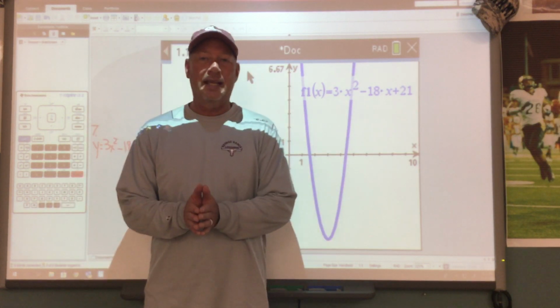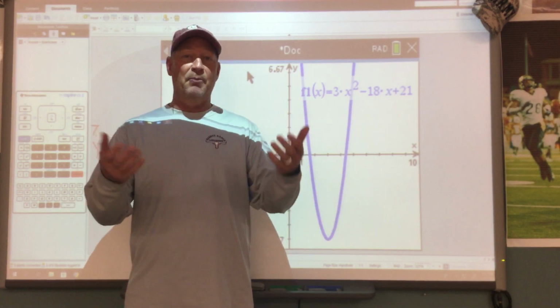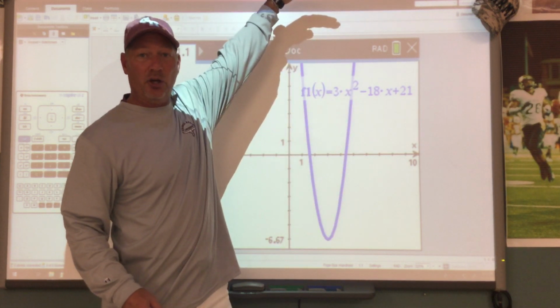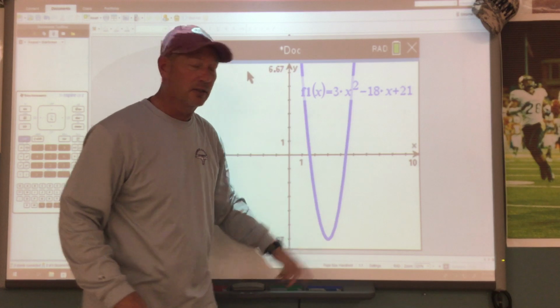All right, so we're looking for this vertex. Now, we already know the range. The range is going to deal with my y values. All right, what happens to my y values? Well, they're going to start down here, and they're going to get bigger, okay? But I need to find this location. I need to find this vertex, okay?